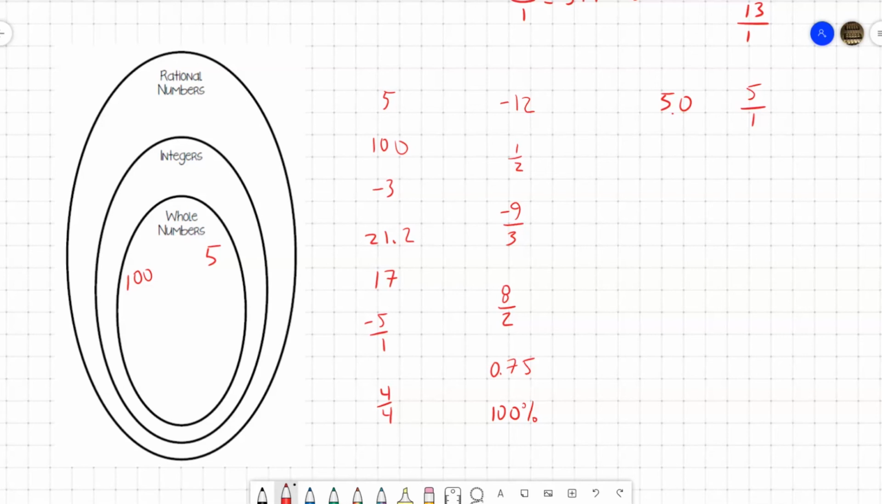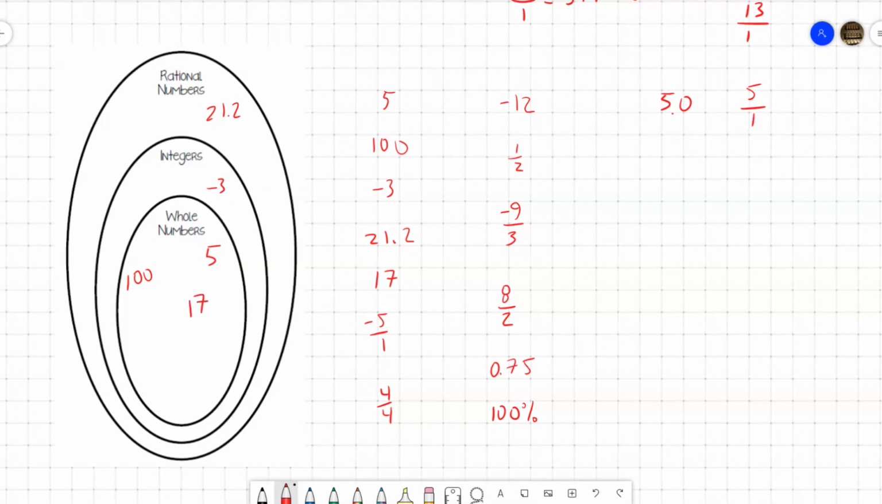So is -3 an integer? Well, 3 is a whole number, and -3 is the opposite whole number. So yes, integers are whole numbers and opposites. So -3 would be an integer. 21 2/10. Is that a whole number? No, I've got that 2/10 there. So it's not a whole number. Well, it can't be an integer if it's not a whole number, because it has to be a whole number or the opposite whole number. So the best I can do is a rational number. So 21 2/10 is rational. 17, oh, that's easy. 17 is a whole number.